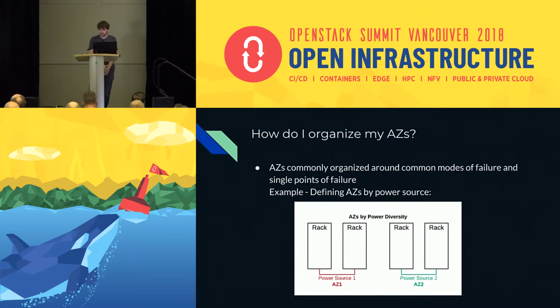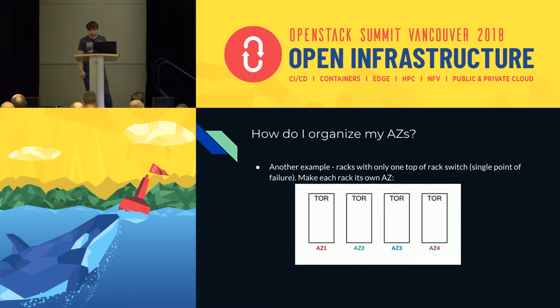So how do you organize your AZs? Planning your AZs usually begins by identifying single points of failure in your data center. This example shows AZs defined by power source. We have 2 racks of servers connected to the first power source in AZ1, 2 more connected to a second in AZ2. Then your tenants would have their cloud apps deployed across both AZs, for example, primary and a backup. If one AZ fails, then the tenant VMs in the other AZ take over.